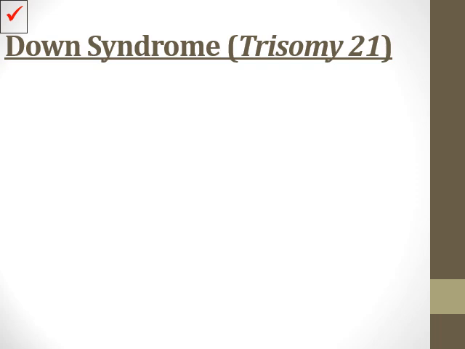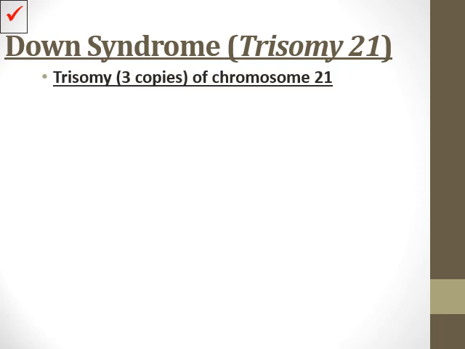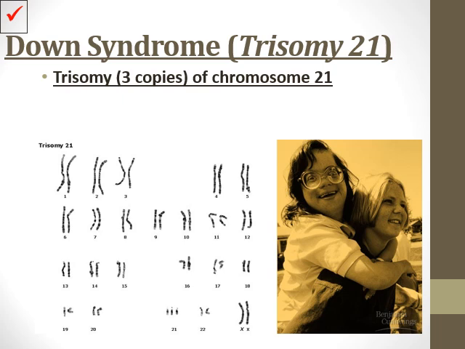An example of this is Down syndrome, also known as trisomy 21. Trisomy means 3 copies, and in this case, 21 means that we have 3 copies of chromosome 21. As you can see here, if you look down at chromosome 21, instead of having the traditional 2 copies, we now have 3.